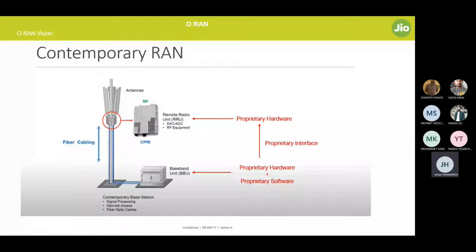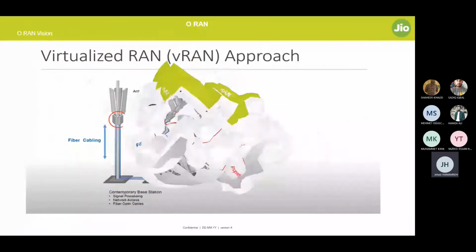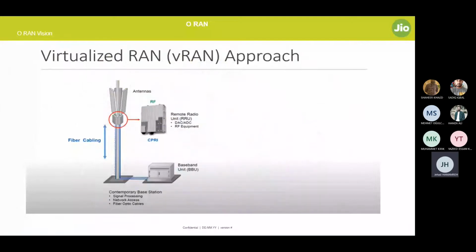And this is bad. This is not good. This is bad. Not open. The cost is high. No innovation. No competition, and the ecosystem around it is very limited. So let's get rid of this, the industry said, and let's build something called virtual RAN.